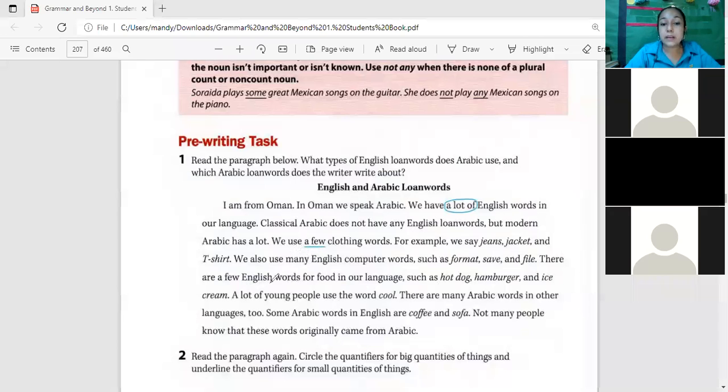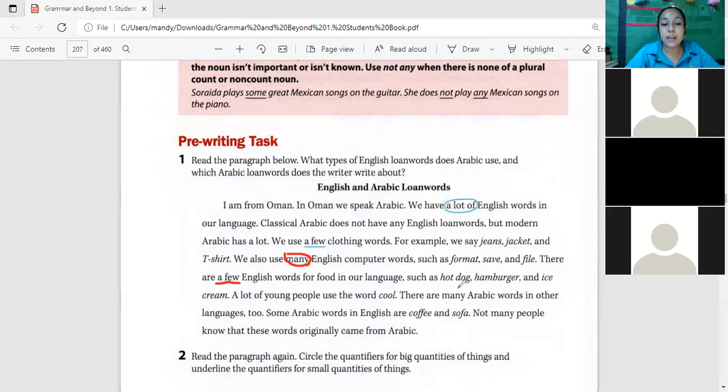There are a few English words for food in our language. This quantifier, a few. Is this for big quantities or small quantities of things? There are a few English words for food in our language, such as hot dog, hamburger, and ice cream. Big or small? Small. So in that case, we underline.